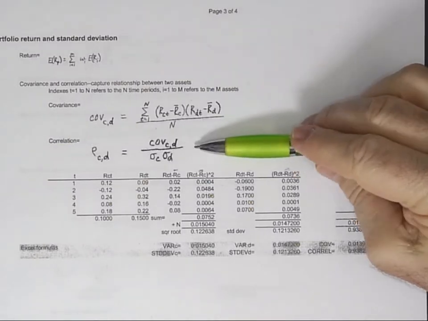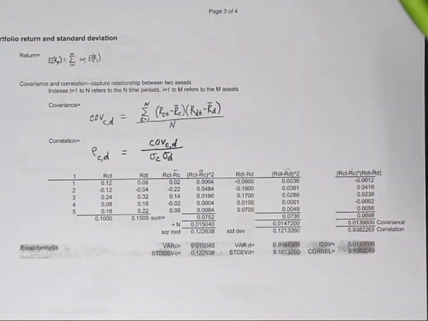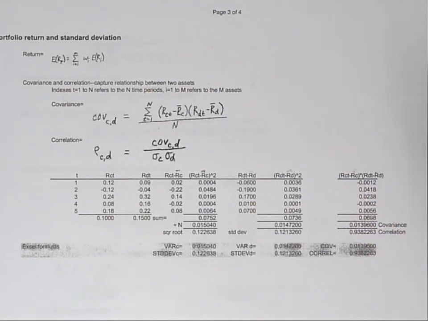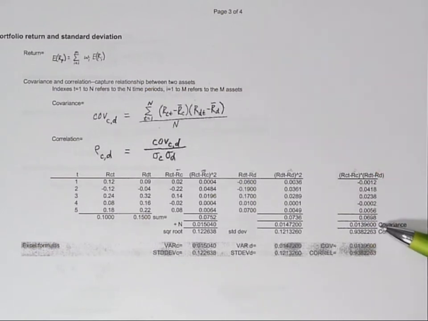So I think correlation coefficient is more comfortable for most students, for most people really, just because the numbers are easy to deal with. If someone told me the covariance is 0.01396, is that a high or a low? I don't know. But if they tell me it's 0.9382263 correlation, I know that's a high correlation. And most stocks are going to be fairly highly correlated with one another.